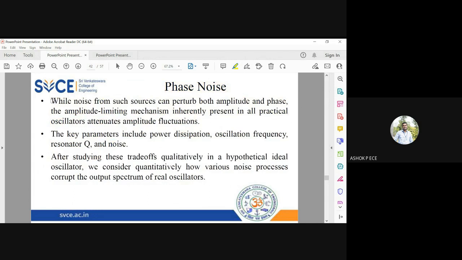So the noises in phase noise can disturb both the amplitude and phase of your signal. Constant amplitude is required in amplifiers, but this phase noise can bring down the amplitude. It will lower the amplitude, and it will produce unwanted phase shift. And how to quantify this noise? By measuring parameters like power dissipation, the oscillation frequency f naught, quality factor, and noise.